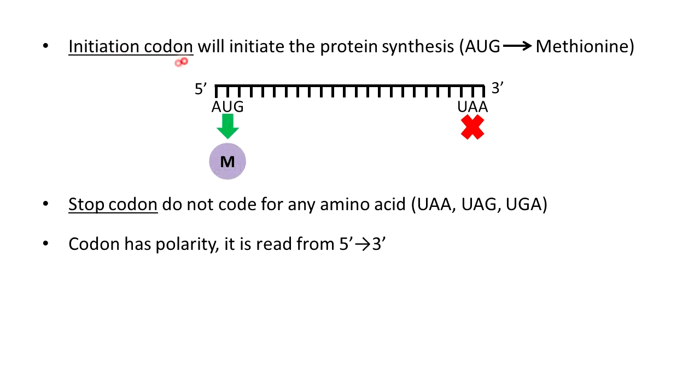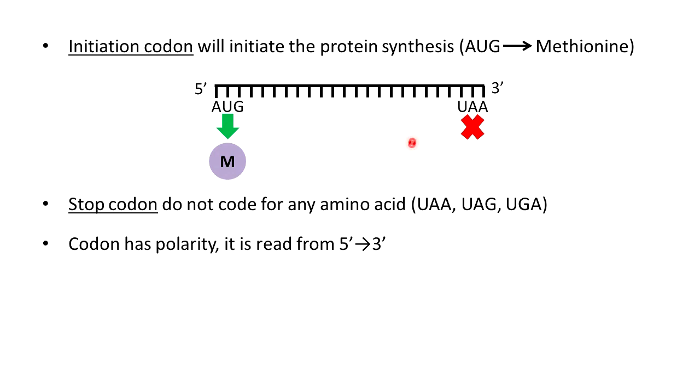Now about the initiation codon. The initiation codon is also called the start codon, which will initiate protein synthesis. Here the first codon will always be AUG. This codon will always code for methionine. So it is the universal start codon. In some cases, for example in bacteria, it may code for formyl methionine. In this way, a number of codons will be present in the mRNA and they will code for the different amino acids.